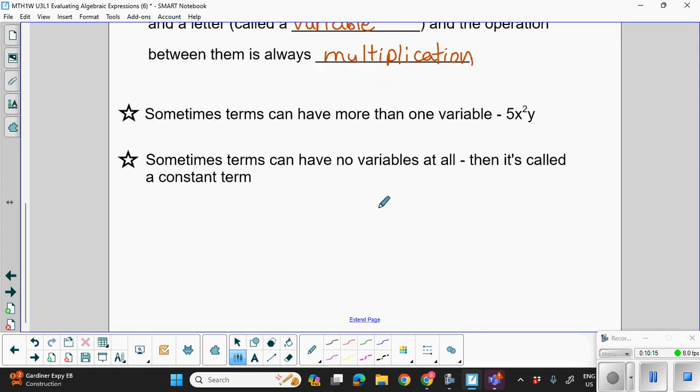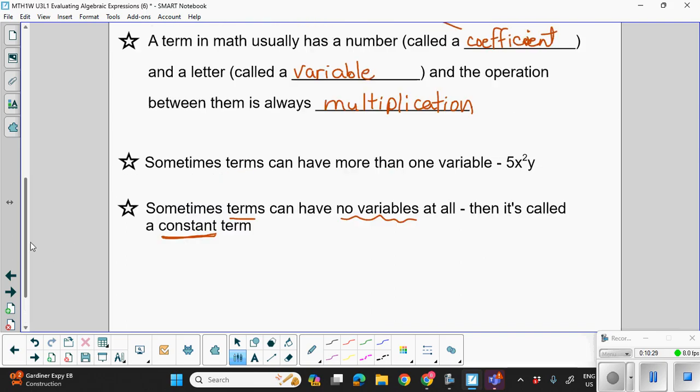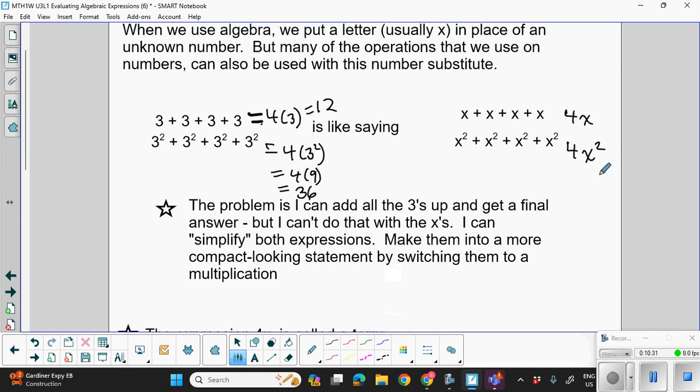Now, it's possible that you could have a term that has no variables. So that was what we did at the very beginning. And what we call them, they're a special term. They're called a constant term. Okay, so up here, if I look at what we did up here, we had 4x squared. Okay, so obviously that's a variable term, whereas if I have 3 squared, that's a constant term.